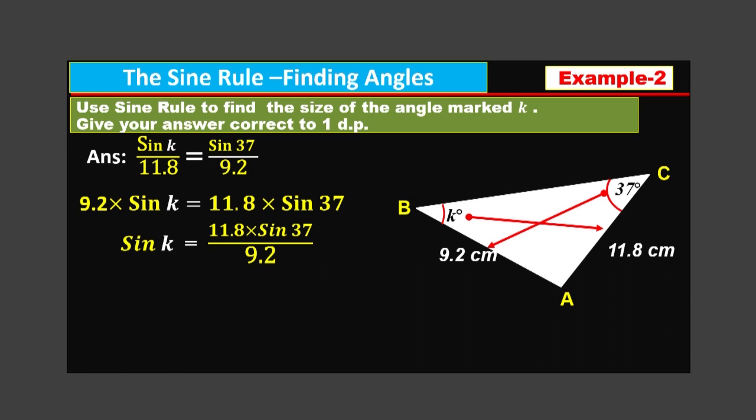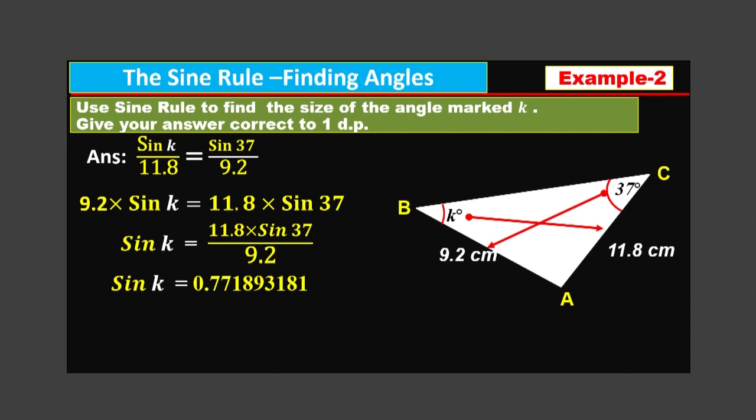You can use the calculator, put brackets on the numerator and get the answer from the calculator for the right side. So, it would be sine K equals 0.771893181. As the question says, the target is to find the angle marked K. How is that possible? We can find it using the inverse. So, remember the display you have seen before.